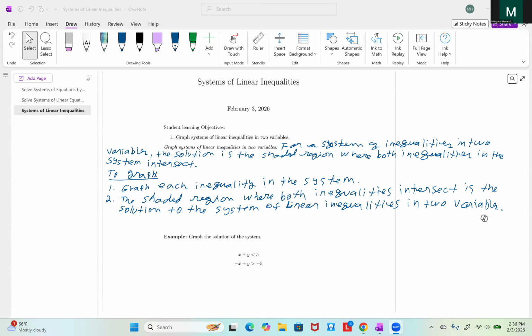Systems of linear inequalities. Student learning objectives. Graph systems of linear inequalities in two variables.